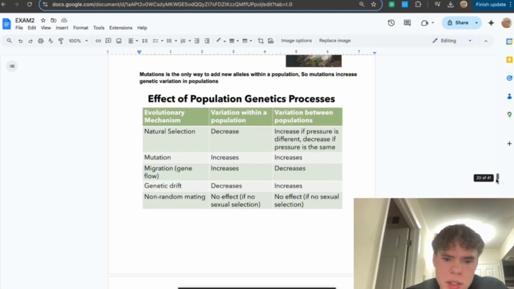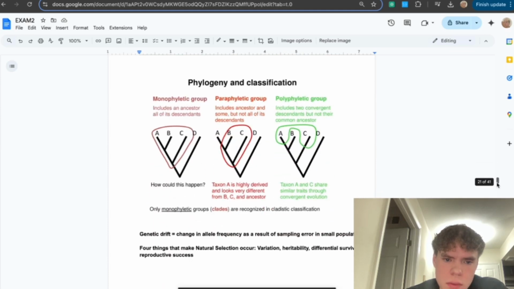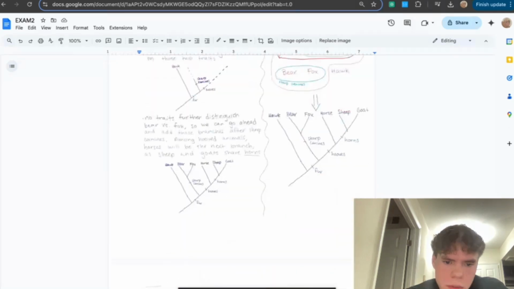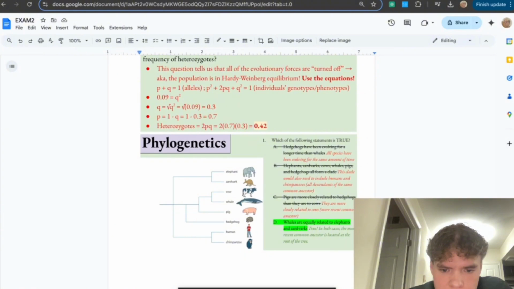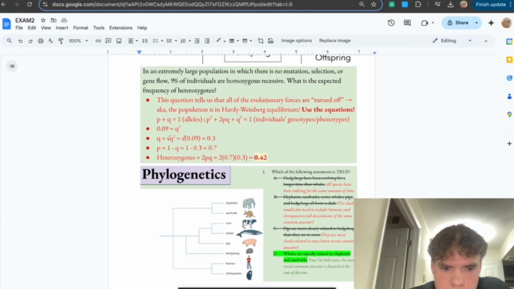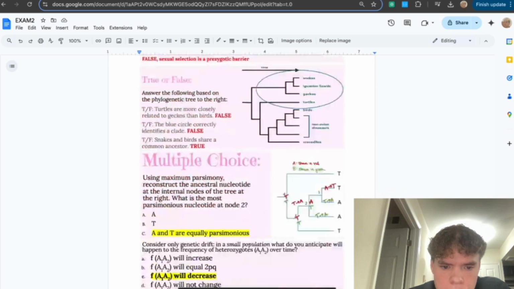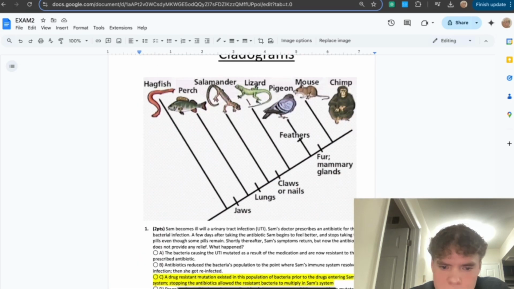Natural selection, mutation, migration, genetic drift, non-random mating, monophyletic group, paraphyletic group, polyphyletic group. Some more notes. Male-to-male competition, phylogenetics, math, more review, more review, more review, lesson objectives, cladograms.